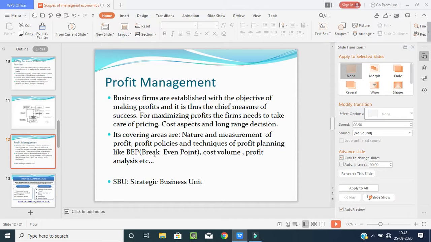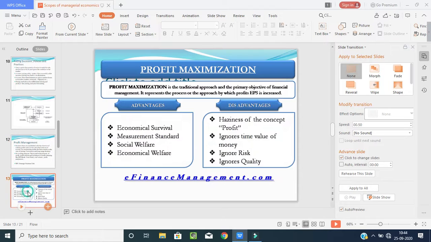Now coming to the next term, that is covering areas: nature and measurement of profit, profit policies, and techniques of profit planning like BEP, break even point, and cost volume profit analysis. For BEP and cost volume profit analysis, you will have the practical financial work in our next upcoming units. Now we'll go for how profit maximization takes place.